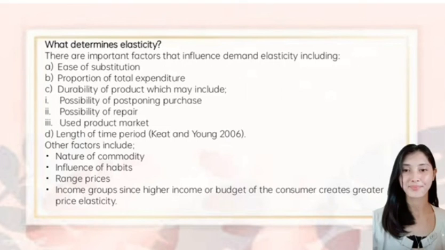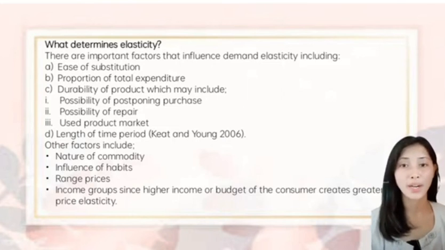Now that we have described what elasticity is, let's ask the question: what determines elasticity? There are important factors that influence demand elasticity. First is substitution. If there are many substitute goods for the product sold in the market, the elasticity for that product will be high. However, the broader the definition of a commodity, the lower its price elasticity will tend to become, because there is less opportunity for substitutes.